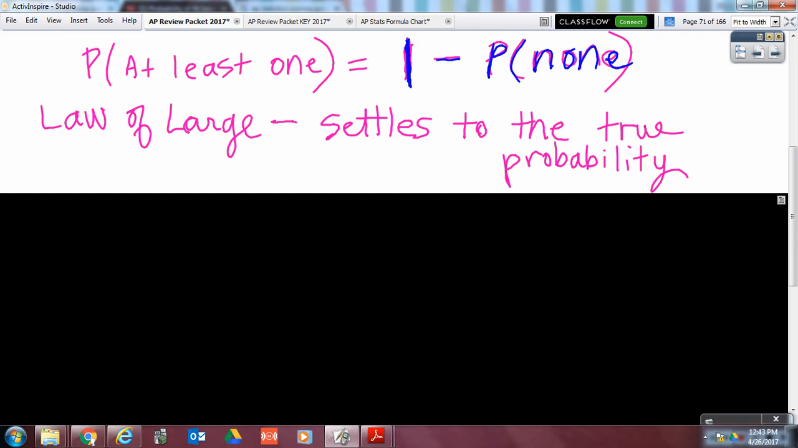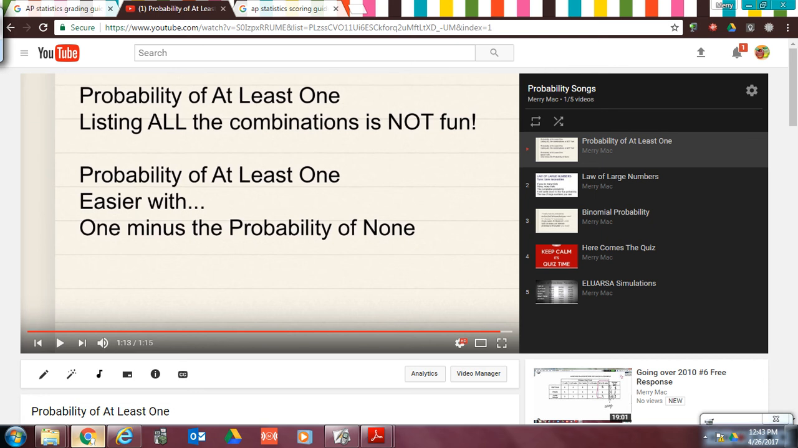Casinos use this and bank on this because they know the probabilities of throwing particular events on a dice, or particular events happening on the roulette table, or whatever it is, the roulette spinner. So they know they can set their prize winnings on those probabilities that will happen in the long run, and then they'll know what they make. So here's our little song for that one.